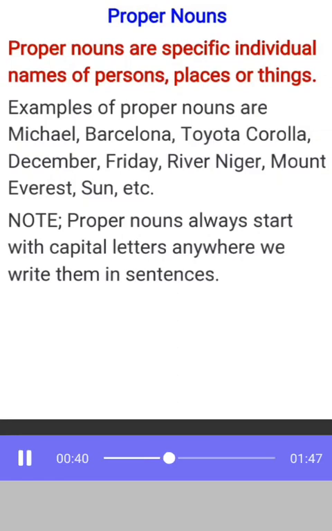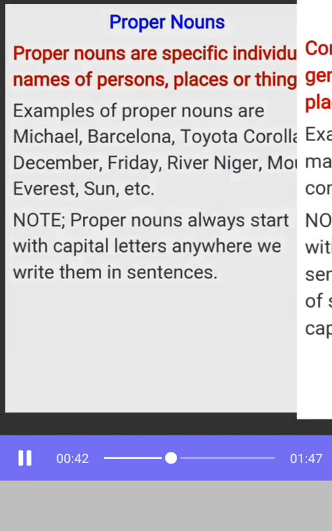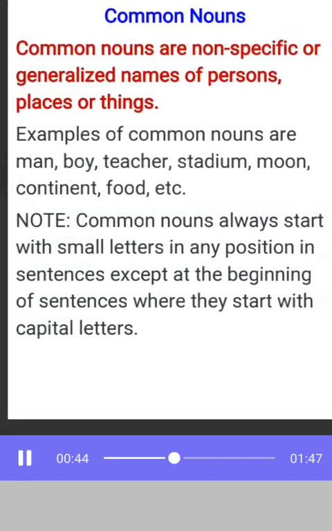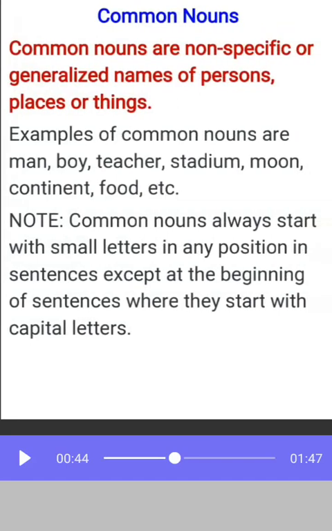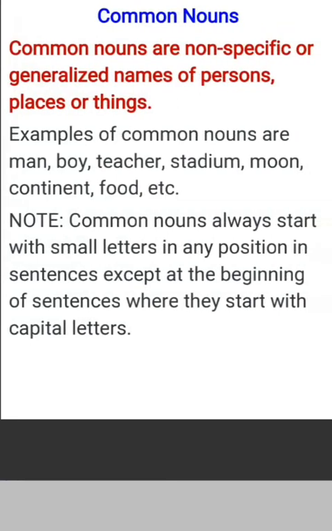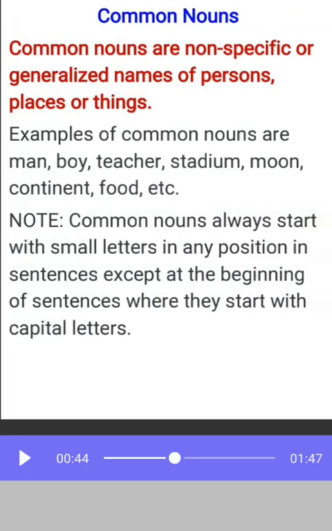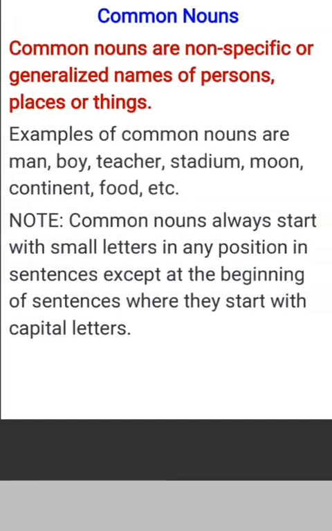We now make progress to the next concept, talking of common nouns. Common nouns are the opposites of proper nouns. And so common nouns are non-specific or generalized. So instead of being individual, they are generalized. Common nouns are non-specific or generalized names of persons, places, or things. So names that are general, names that are not specific, we refer to them as common nouns.